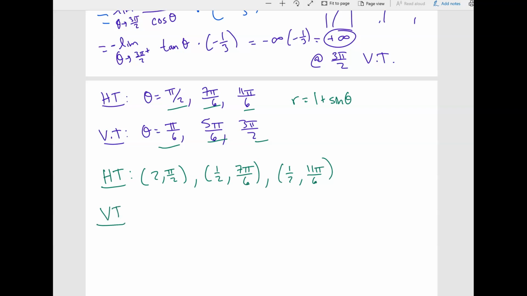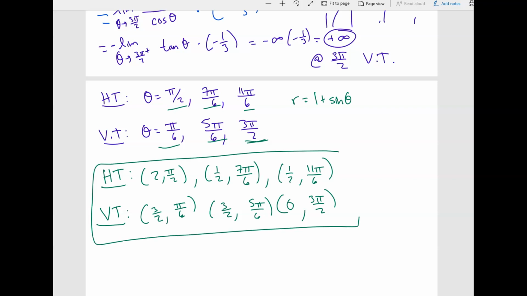And for the vertical tangents, theta equals pi over 6: plug in pi over 6, you're going to get 3/2. Whoops, that's wrong. Plug in pi over 6, you get 3/2 comma pi over 6. And you plug in the other one, you also get 3/2 comma 5 pi over 6. And when you plug in 3 pi over 2, that's going to give me negative 1. Okay, so here are my points for the horizontal tangents and vertical tangents.